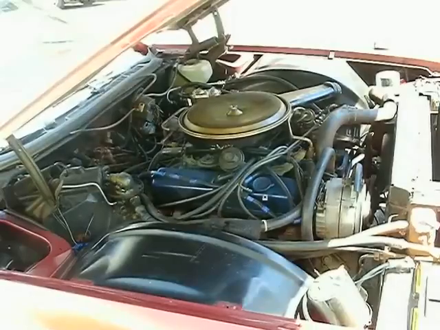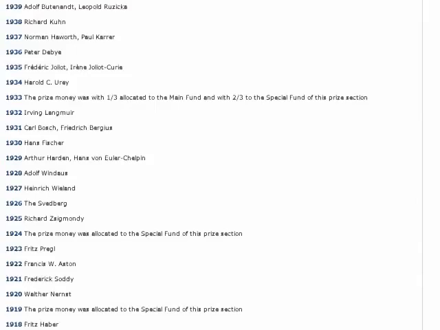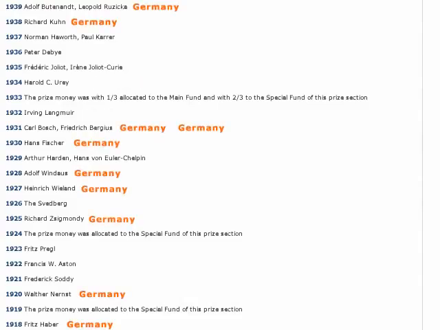And a wood gas generator can produce carbon monoxide in much higher concentrations than this engine. And the Germans would have known that. Here's a list of the Nobel Prize winners in chemistry in the roughly 20 years before the beginning of the war. Here are the Americans, and here are the Germans.